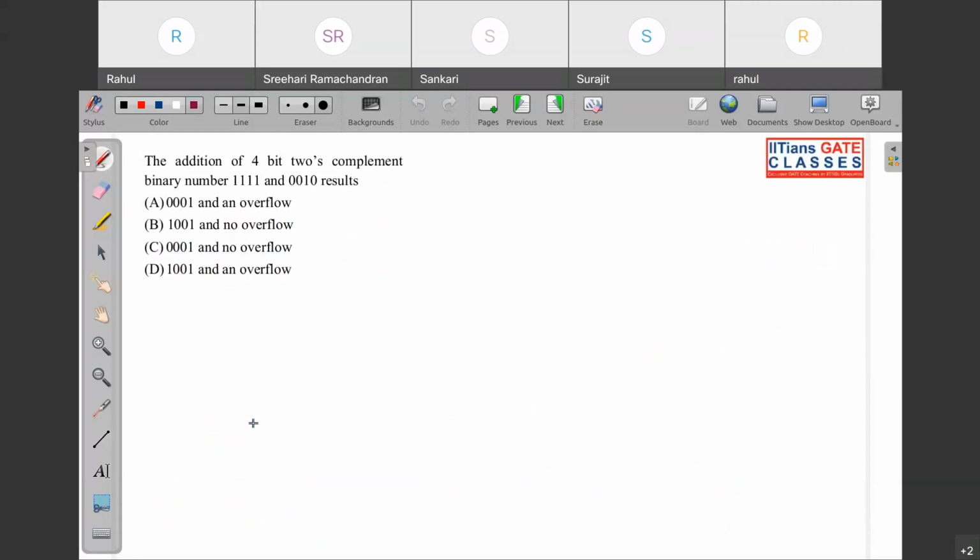So solve this question and let me know what answer you are getting. Whenever there is an overflow, the answer is always wrong. Can we conclude? Yes. Whenever overflow is occurring, the answer that you get using 1's complement or 2's complement is wrong.